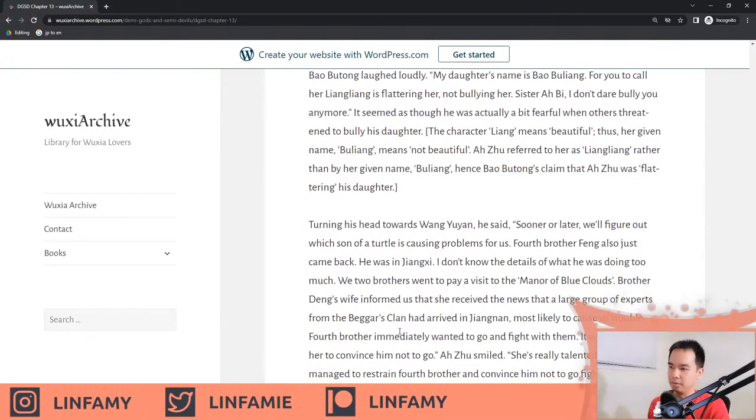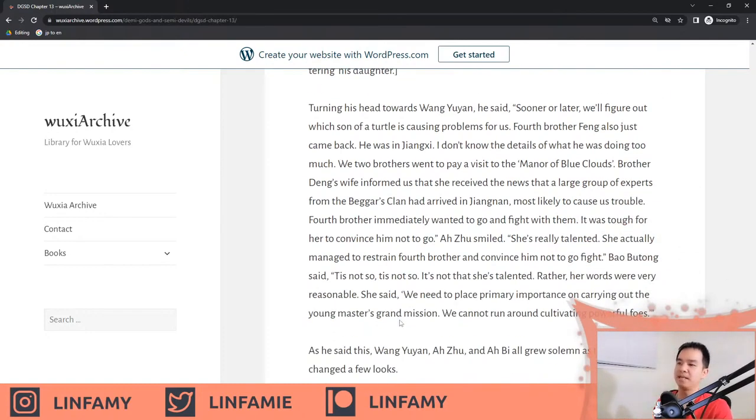Turning his head towards Wang Yuyan, he said, "Sooner or later, we'll figure out which son of a turtle is causing trouble for us. Fourth brother Feng also just came back. He was in Jiangxi. I don't know the details of what he was doing too much. We two brothers went to pay a visit to the Manor of Blue Clouds. Brother Deng's wife informed us that she received the news that a large group of experts from the Beggars clan had arrived in Jiangnan, most likely to cause us trouble. Fourth brother immediately wanted to go out and fight with them. It was tough for her to convince him not to go."